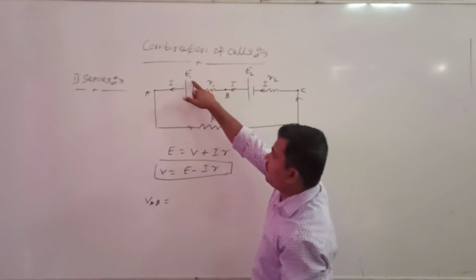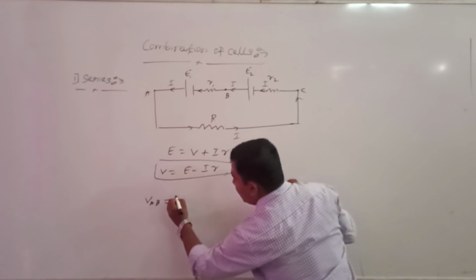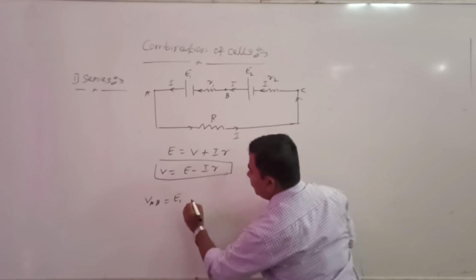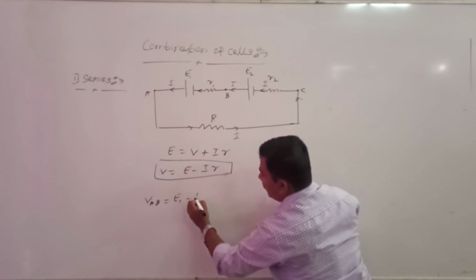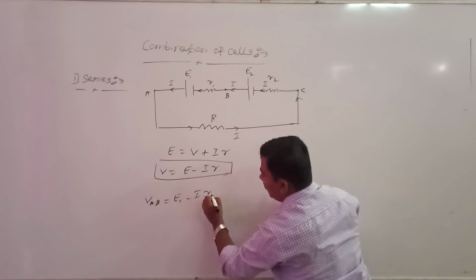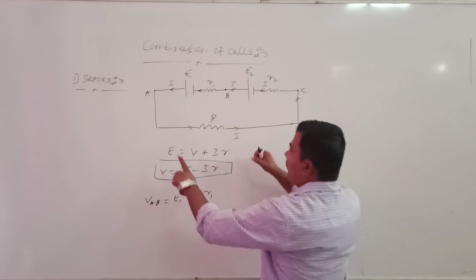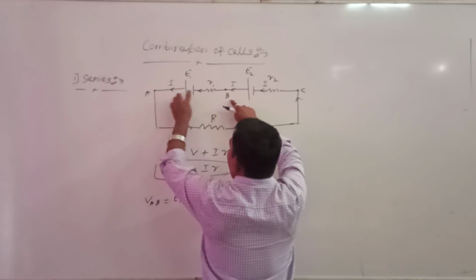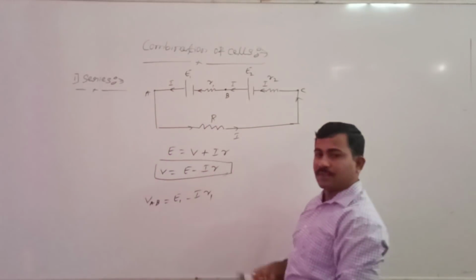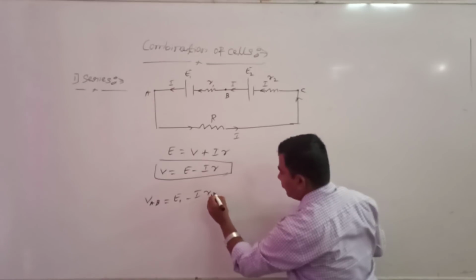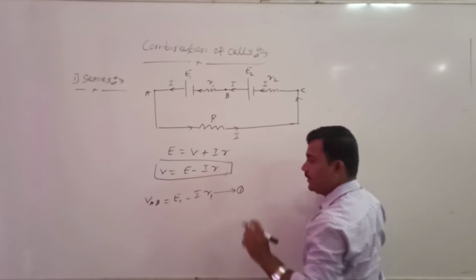This cell has EMF E1. So E can be replaced by E1. Here the current remains the same in series combination. R can be replaced by R1. So the potential difference between point A and point B for cell E1 is V_AB = E1 minus I R1. You can write this equation; later on, we can call it equation number 1.